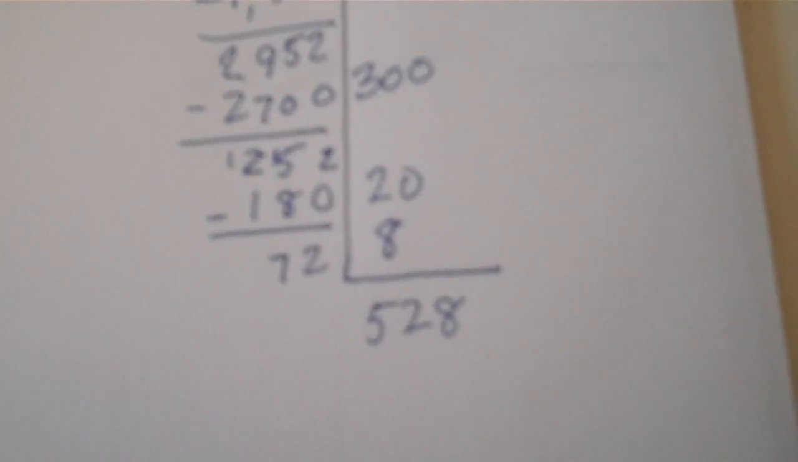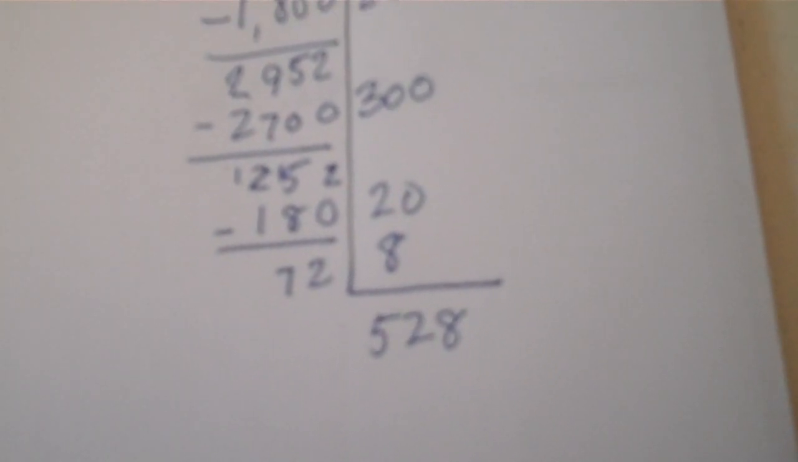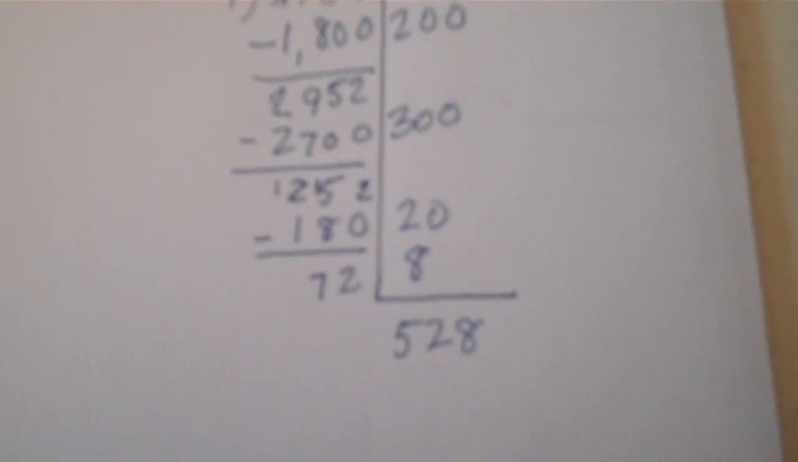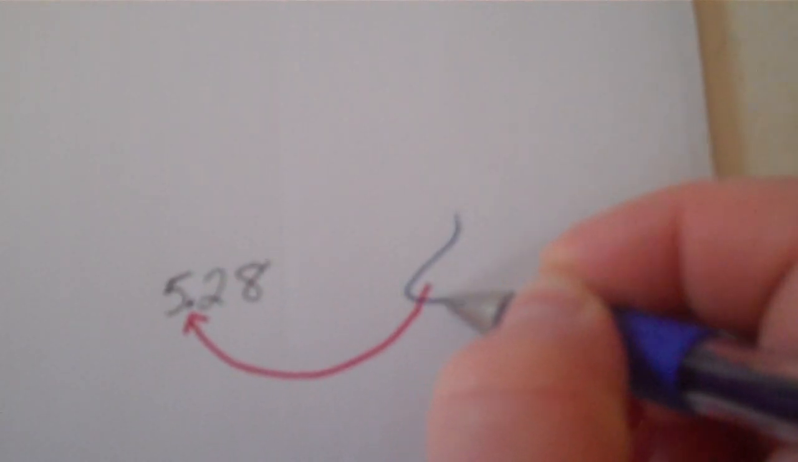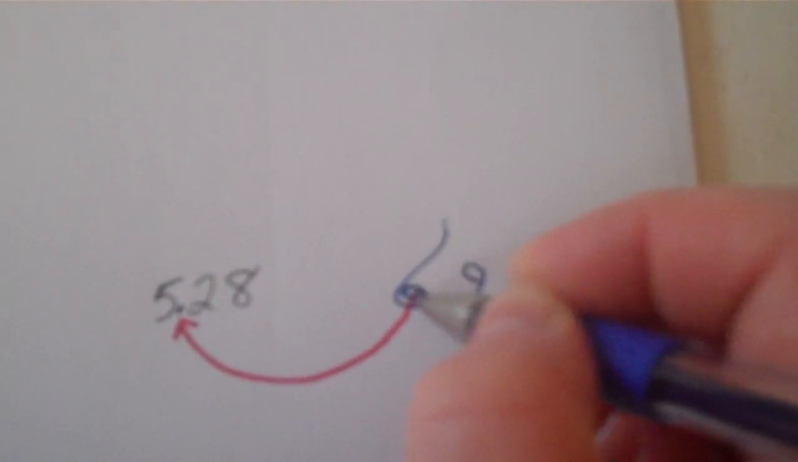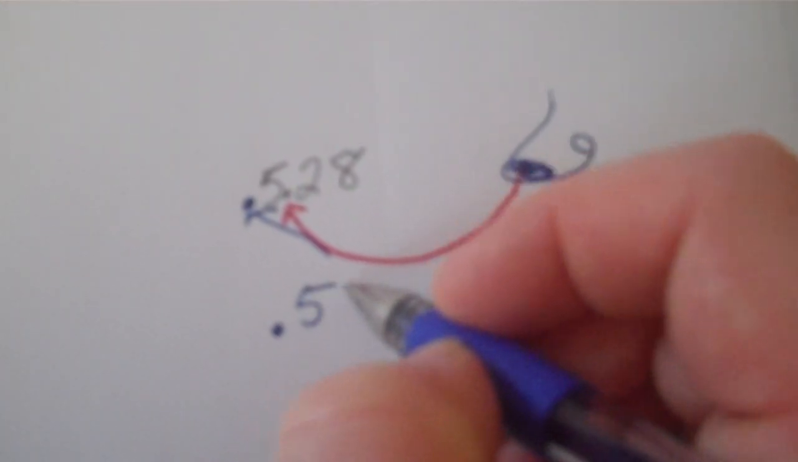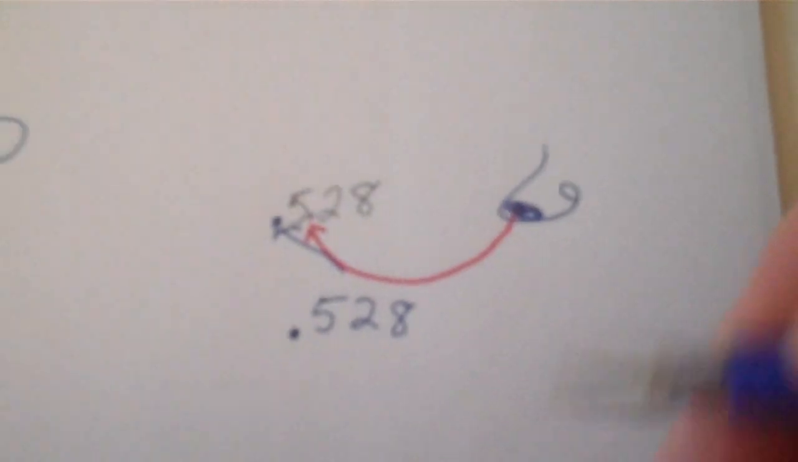But if I think back to my magnitude estimate, my answer is supposed to be about half, which is in the tenths place. So when I take the decimal out of my nose and put it back in the problem, I'm going to put it right here, actually. So I get 0.528. That's my answer. Now you try.